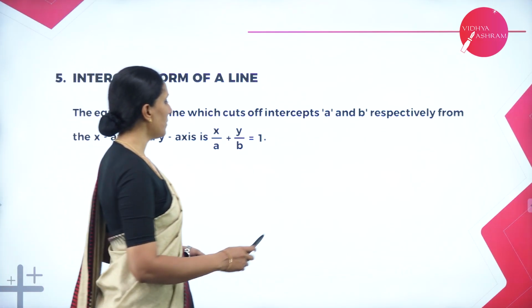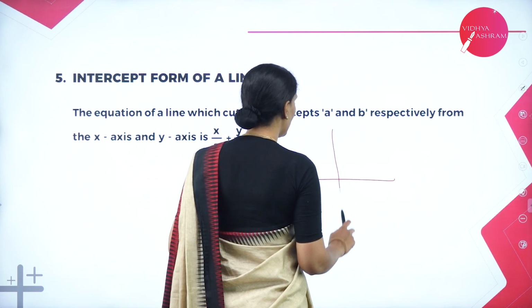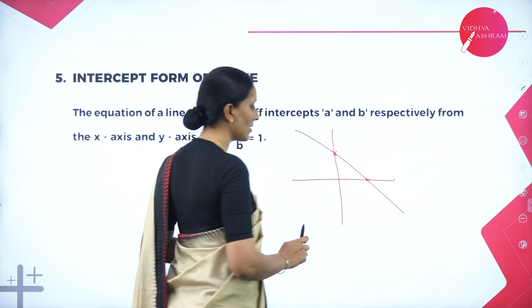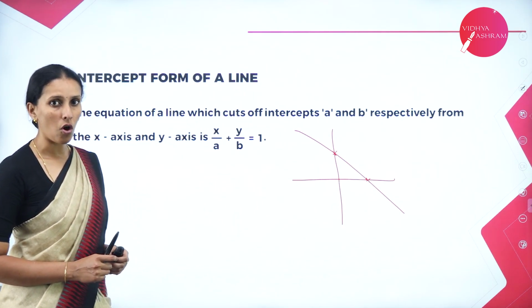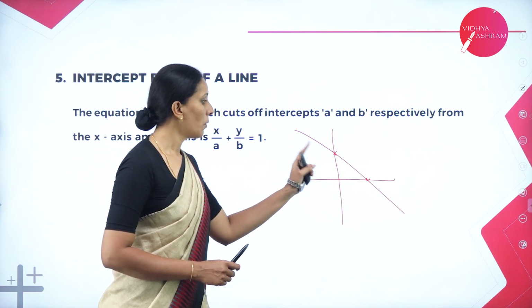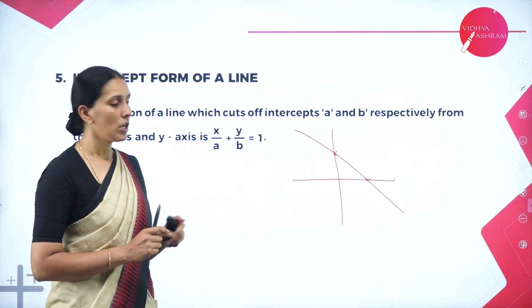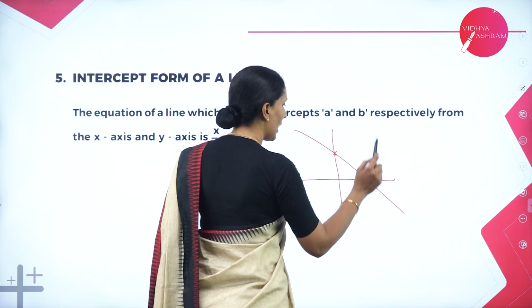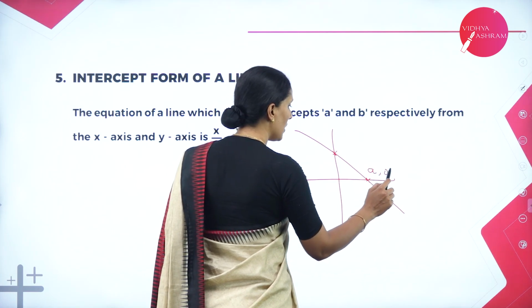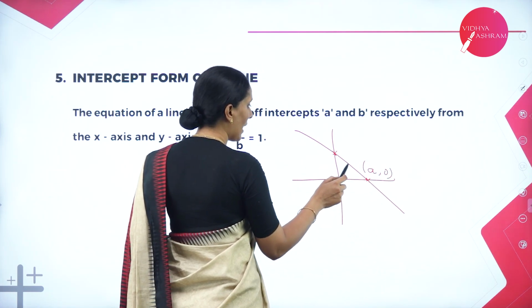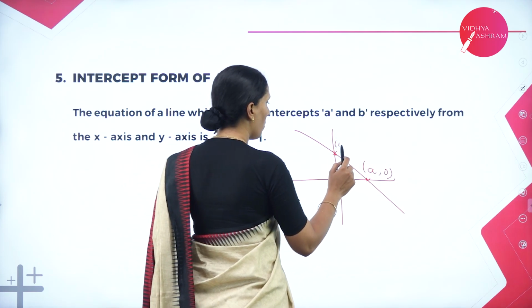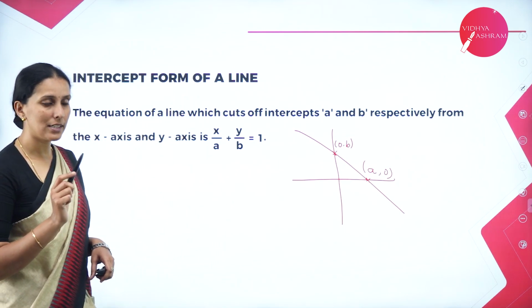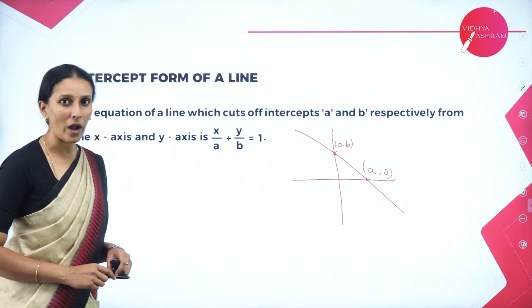Any line can pass through the x-axis and y-axis if it does not pass through the origin. So it has to intersect both the x and y-axis at some point. Therefore, the point at which the line cuts the x-axis is A, which can be written in the form (a, 0). And the point at which the line intersects the y-axis can be written in the form (0, b). Thus, a indicates the x-intercept and b indicates the y-intercept.